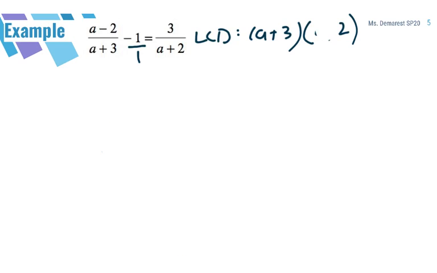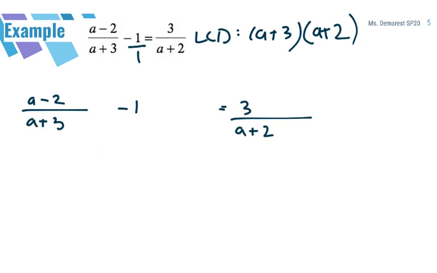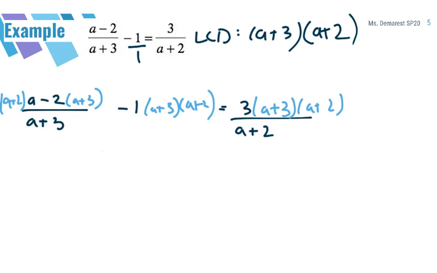So this is our LCD for this problem, a plus 3 times a plus 2. I'm going to have to go through and multiply each term by that. Remember, we're multiplying numerators only, so I'm going to multiply the numerator by a plus 3 times a plus 2, right? Because remember, the point of this is not to combine fractions like we were in Learning Target 3 and simplify them that way. What we're trying to do here is clear the denominators, get rid of the fractions to make it a little bit easier on ourselves.